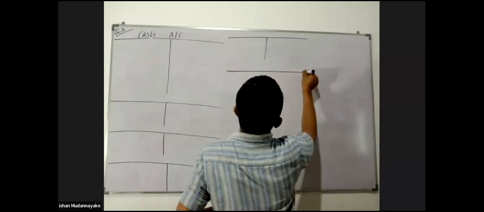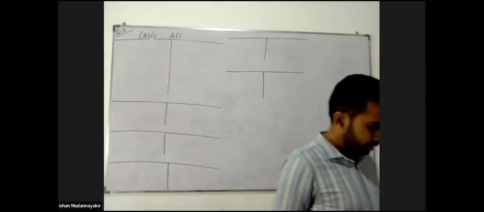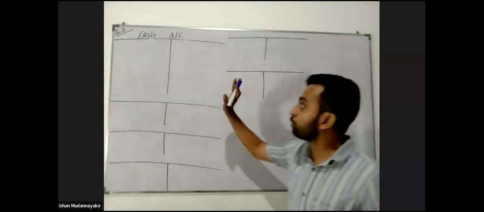Few ledger accounts. Done. Right. We discussed the question last day. You have drawn these ledger accounts. Go to page number 7.